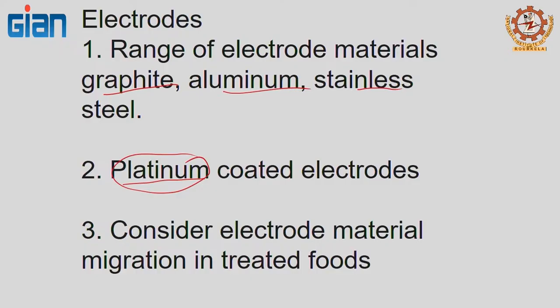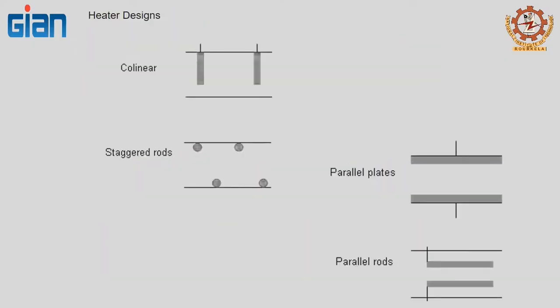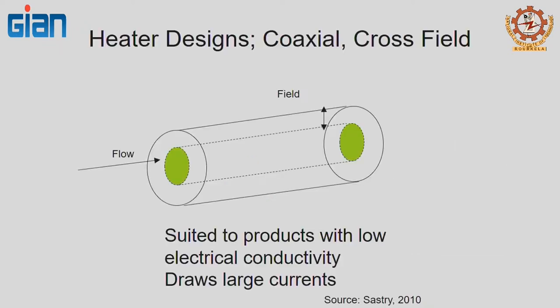And you can develop methods to measure how much electrode material migrates into the food, so that you can report that as part of your filing process. The electrodes can be different sizes. They can be collinear, or staggered like here, or they can be parallel plates, or parallel rods. So, different configurations are possible.